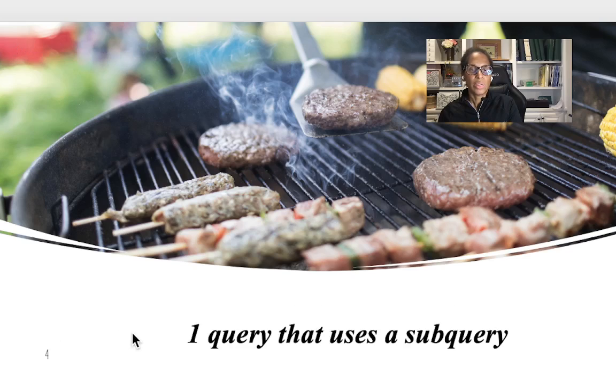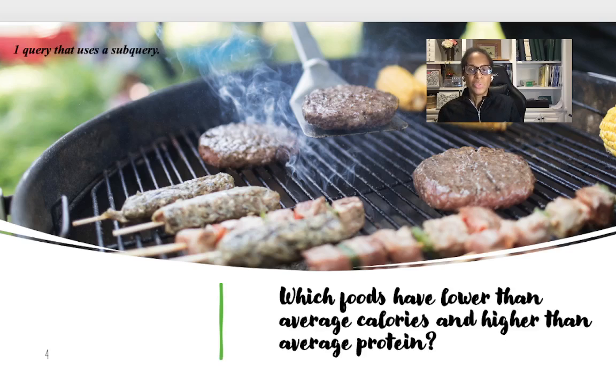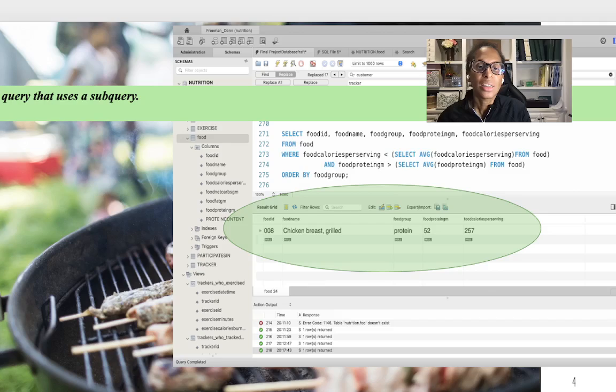Here's another question. It was one of our queries that uses a subquery. Which foods have lower than average calories and higher than average protein? That's for our keto friends, right? So check that out. We've got our subquery here in the middle. We ordered by our food groups. And it turns out there was only one food in our database that qualified, our grilled chicken breast, coming in at 52 grams of protein per serving at only 257 calories.